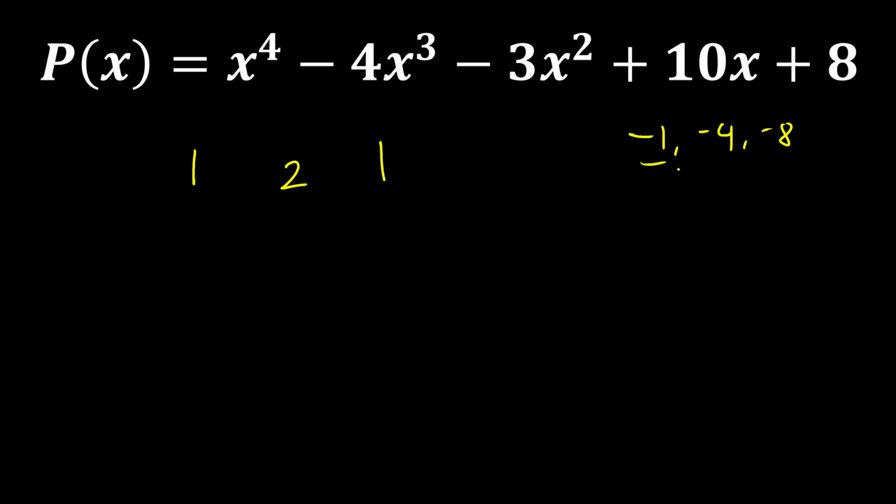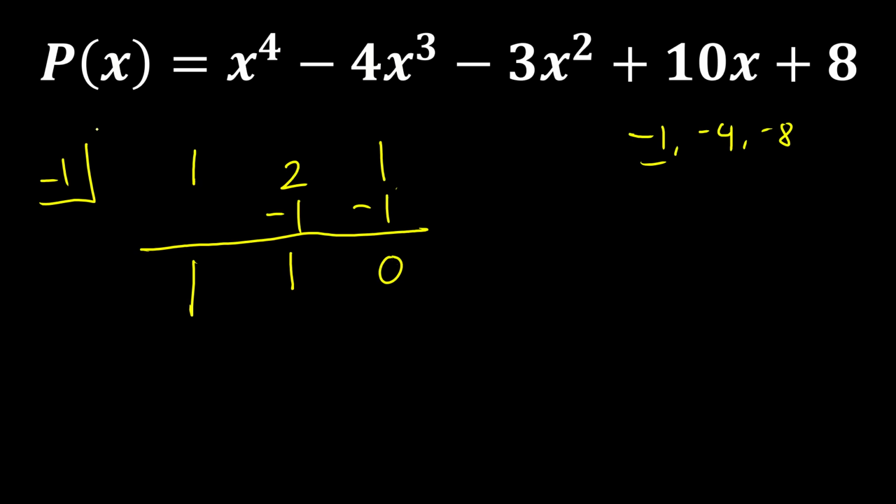Try natin, sige, si negative 1, na obviously kasi 1 na itong dulo, di ba? Try natin si negative 1. So, bring down 1. 1 times negative 1, negative 1. 2 plus negative 1 is 1. 1 times negative 1, negative 1. 1 plus negative 1 is 0. So, negative 1 is also a root.